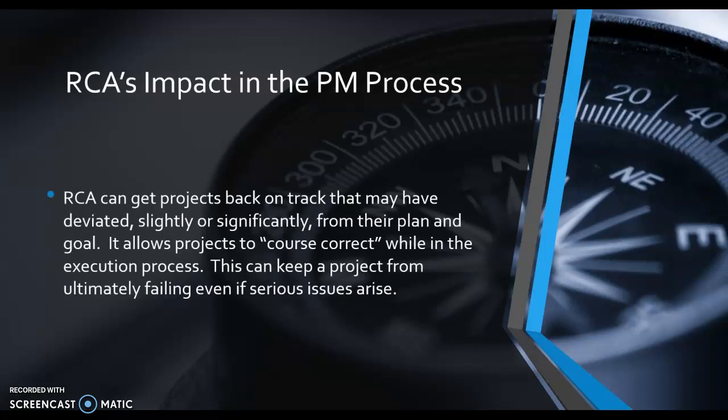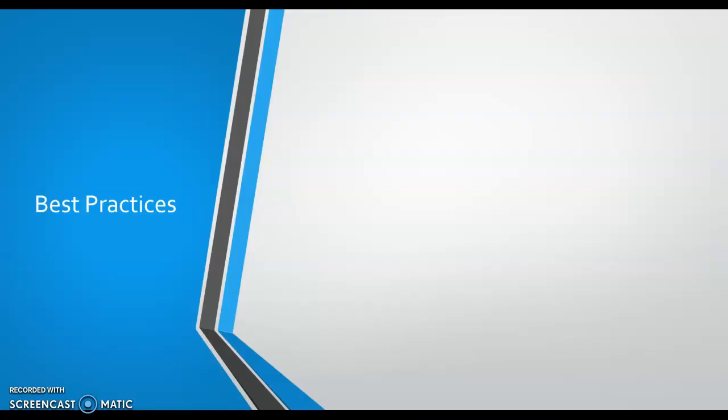So the impact of root cause analysis in the project management process is that it can get projects back on track that have gone off the rails in one way or another, while the project is still going on. Even if there is a pretty serious issue, you can do some in-flight correction. You don't have to stop the entire project just because there's an issue. You can work on it while it's in motion.